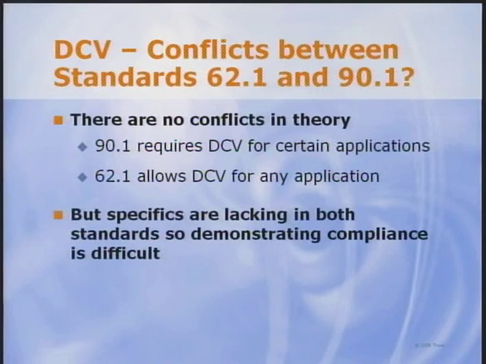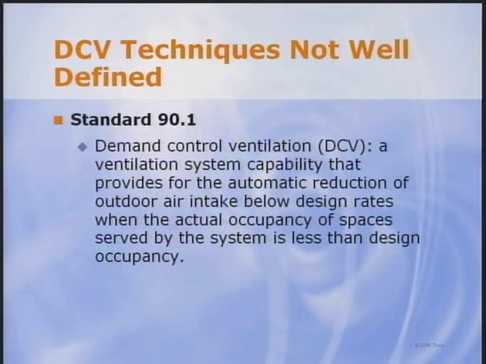In practice, demonstrating compliance with both standards is made difficult by the lack of specific details in both standards. How do you design and control DCV systems so that compliance with both standards is assured? In neither standard is the design of DCV systems well defined. Here's the definition of DCV in Standard 90.1. DCV is a ventilation system capability that provides for the automatic reduction of outdoor air intake below design rates when the actual occupancy of spaces served by the system is less than design occupancy.